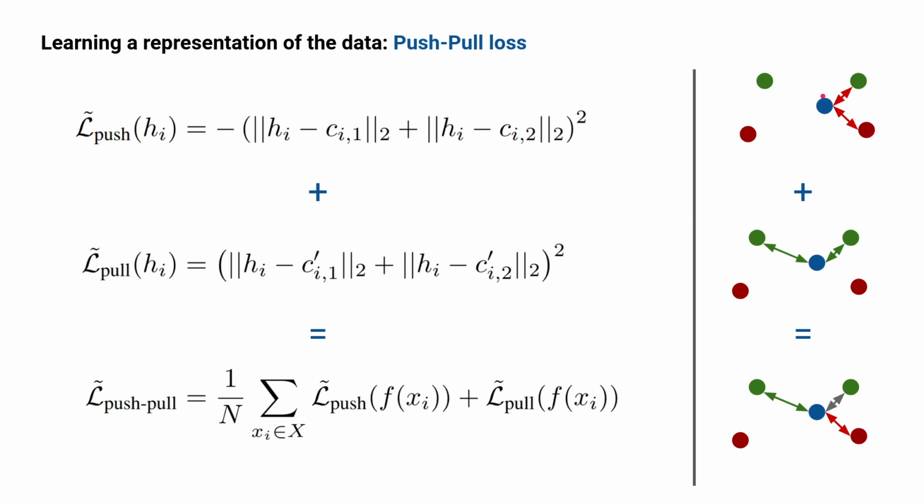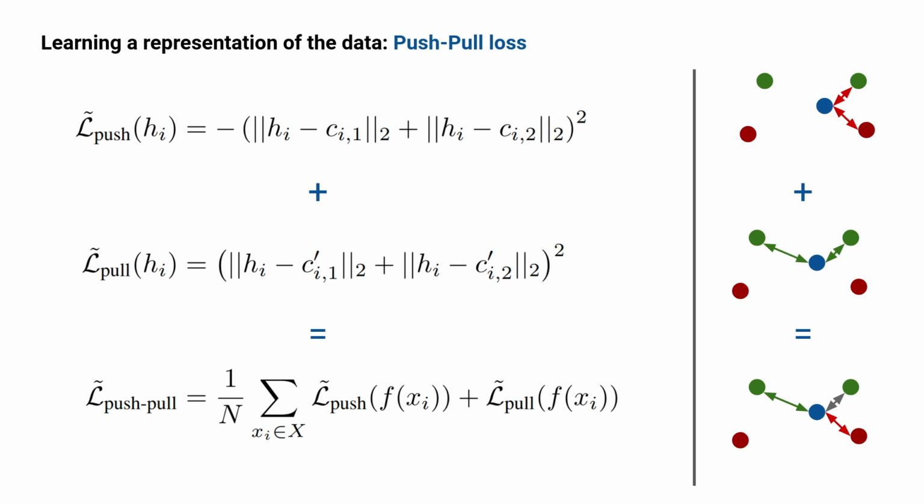Starting from an embedding of a point hi, here the point in blue on the right, we have the 2 closest centroids, ci1 and ci2, in the representation space, here the ones in green and red. And we also have c'i1 and c'i2, which are the 2 true closest centroids, the ones that were the closest in the high-dimensional space. We want to be pushed as far away as possible from the 2 closest ones currently in the representation space and be pulled towards the 2 that were the closest in high-dimensional space. So we push away from the current ones and pull toward the correct ones.